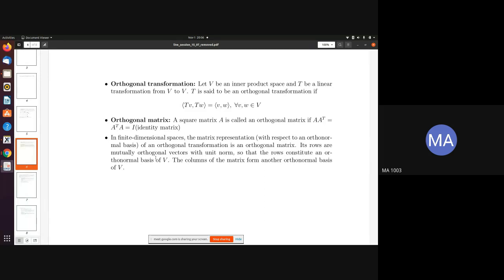But for finding whether a transformation is orthogonal or not, I think it is always better to check from the definition. Check the inner product. There are some special cases where some property may be used, but in general, this is the definition, so it is better to check by this definition.